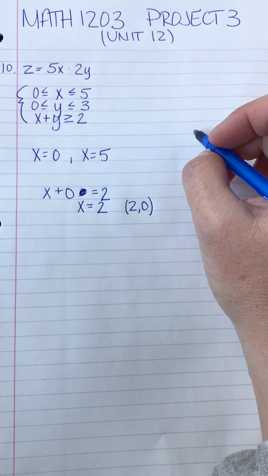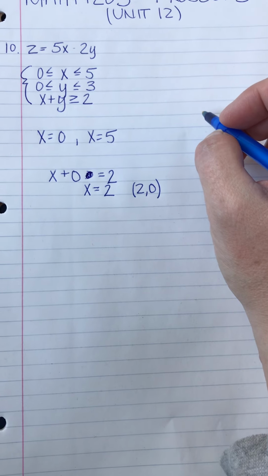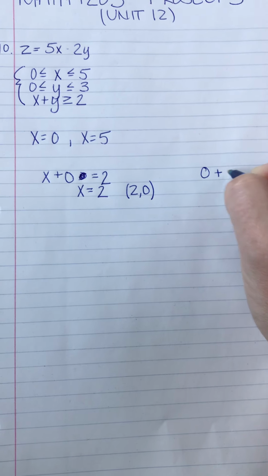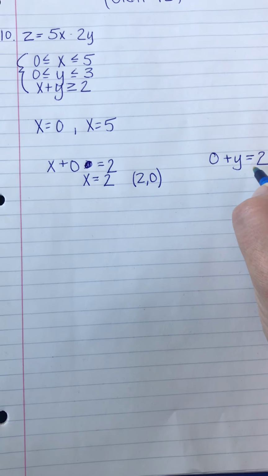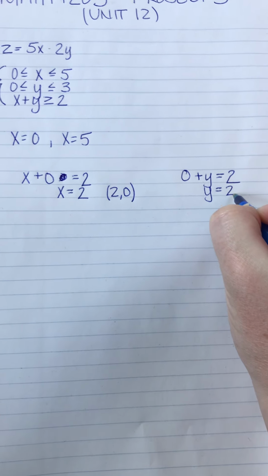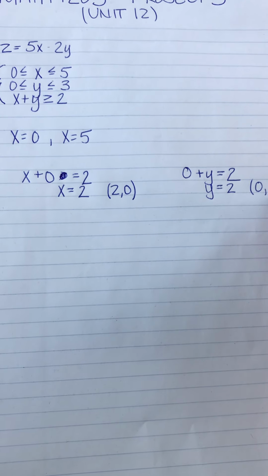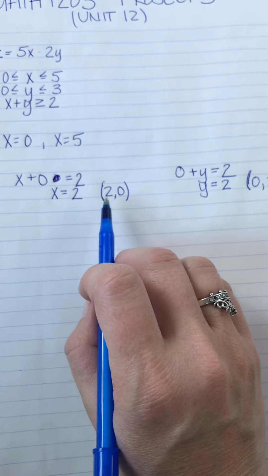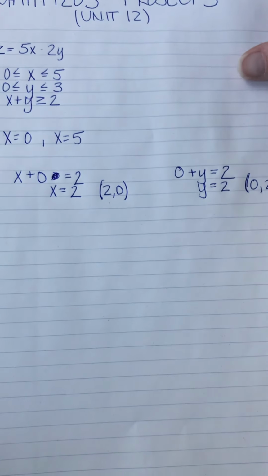Now we need to find the y-intercept. To find the y-intercept where it crosses the y-axis, we will put a 0 in the x place and set the problem equal to 2. So this will mean that y is also equal to 2. So we know that there will be a line that passes through 0, 2. And we will plot the point 0, 2. And then we will draw a line between these 2 points because this is the same equation.